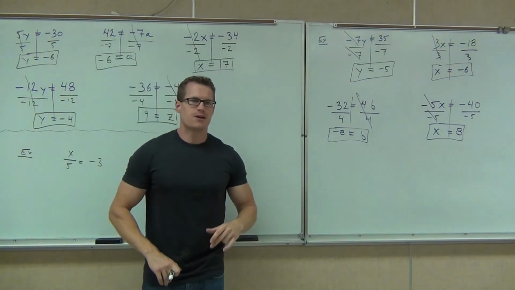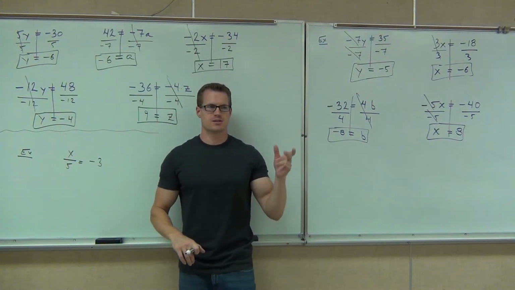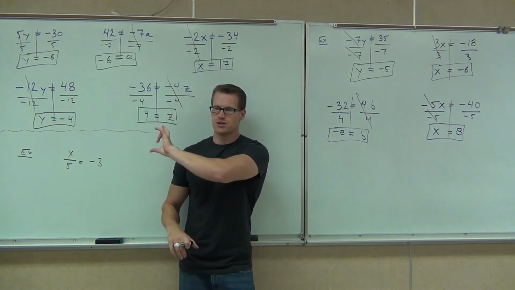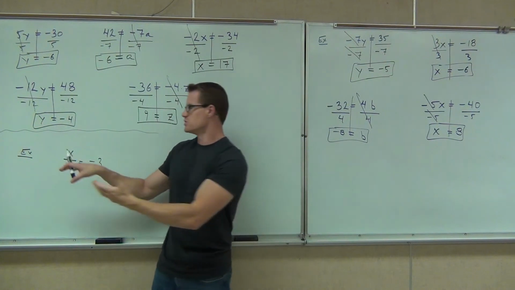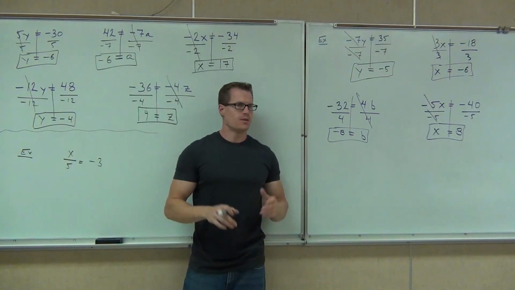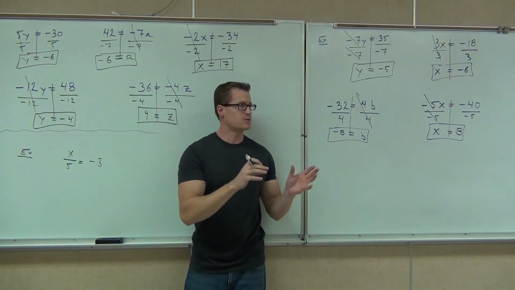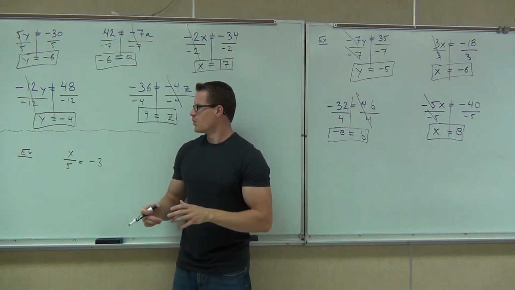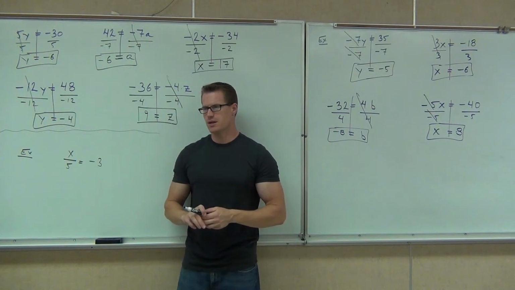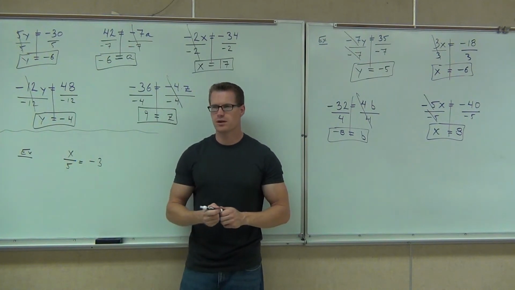So tell me something. If we used addition to get rid of subtraction, and subtraction to get rid of addition, and division to get rid of multiplication, what are we going to do to get rid of this division? Multiply. That's all we got to know, is that multiplication is going to undo our division for us, just like division undid our multiplication. What do we need to multiply by, though? Is it negative 3 or is it 5? What do you think? 5.